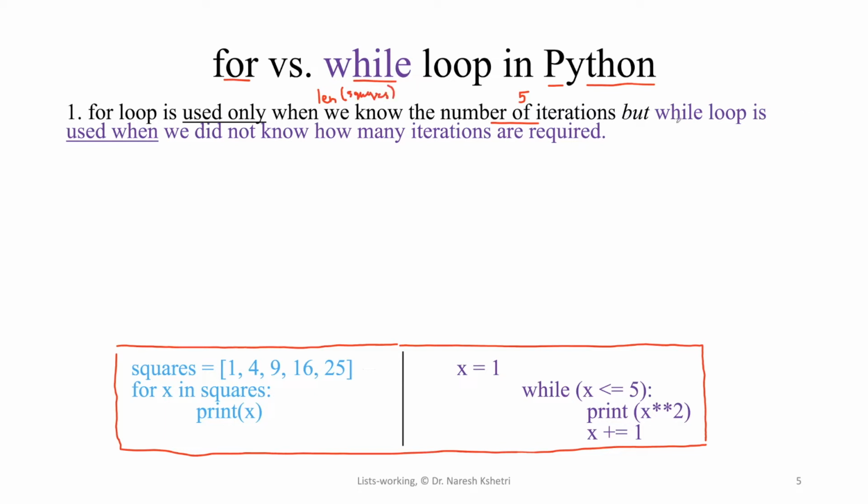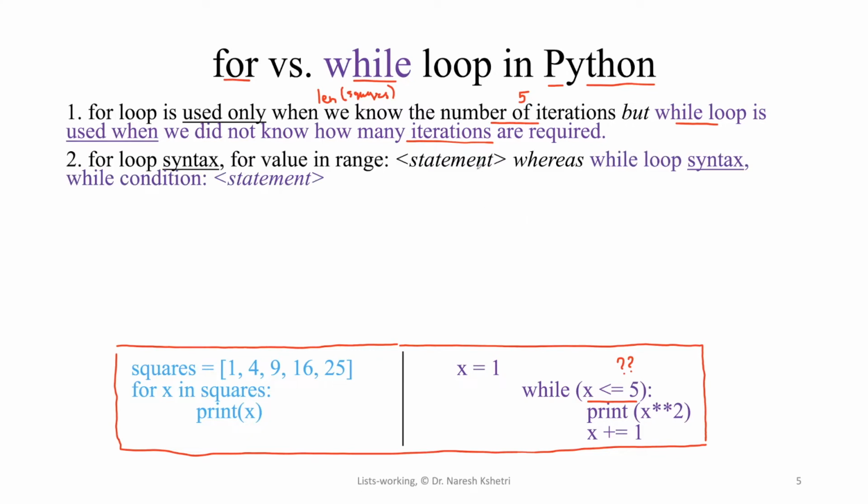But on the contrary, the while loop is used when we do not know how many iterations there are. Although the condition is here, we don't know up to when it will be going. So in that case, we use the while loop.